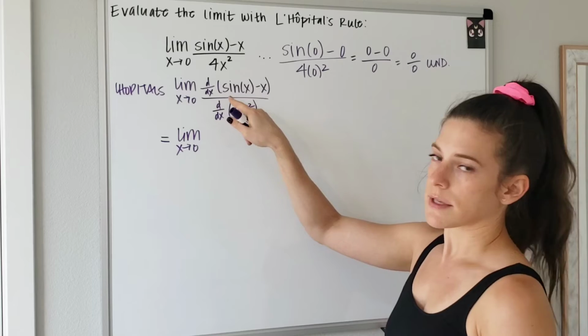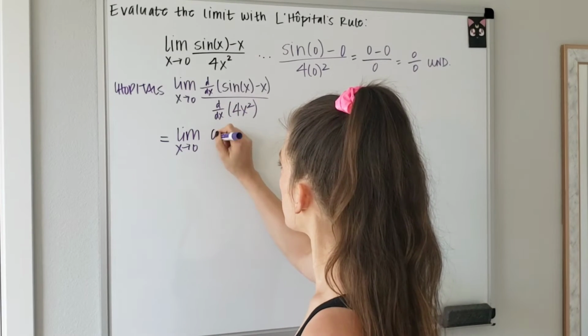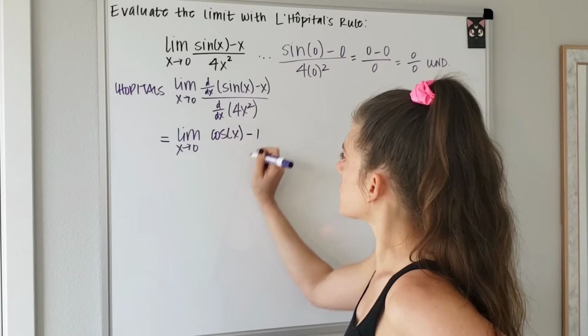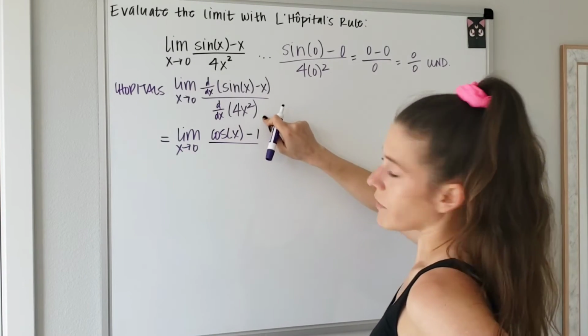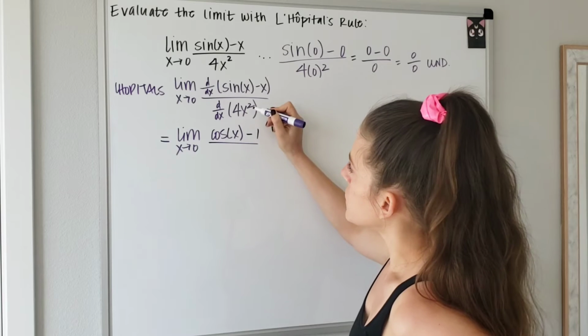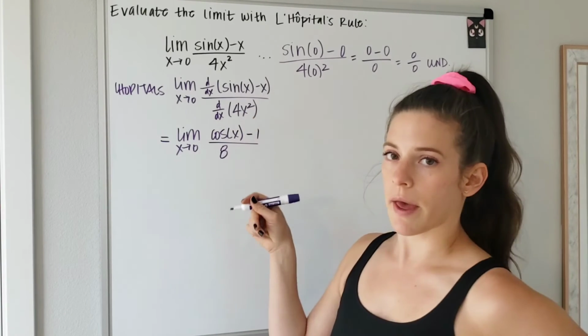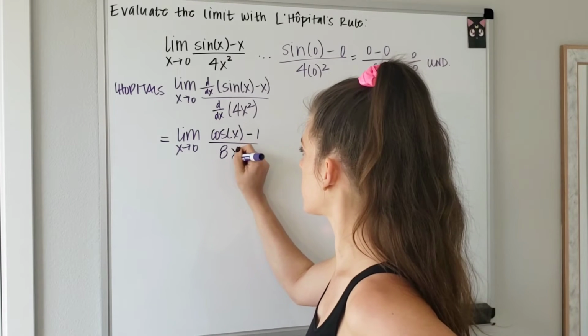The derivative of sine of x is cosine of x. And the derivative of negative x is just negative 1, all over the derivative of 4x squared. This 2 comes down, multiplied by the 4 is 8, minus 1 for the exponent, right? So it just becomes x.